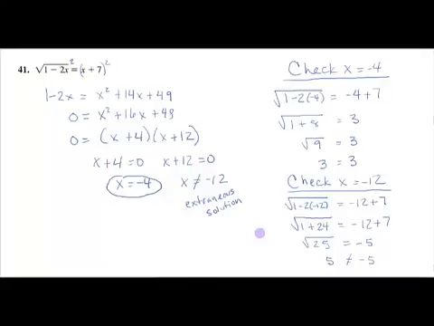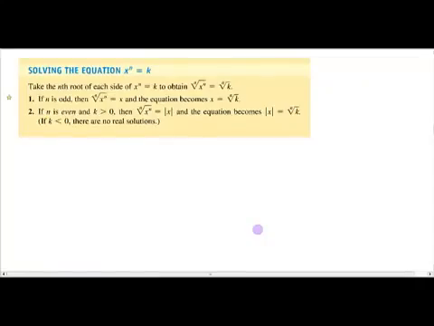It's also possible that we could have two solutions, or we could have no solutions on any of these radical equations. Solving the equation x to the nth equals k. Take the nth root of each side of x to the n equals k to obtain the nth root of x to the n equals the nth root of k. If n is odd, then the nth root of x to the nth equals x, and the equation becomes x equals the nth root of k.